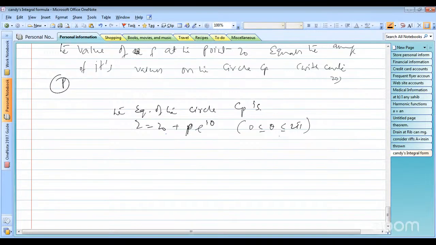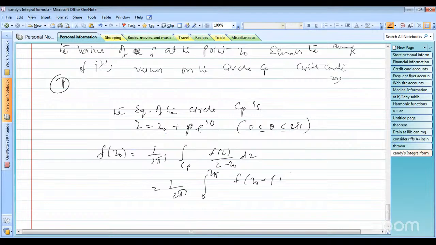So therefore, from Cauchy's integral formula, we know that f of z naught is equal to 1 by 2 pi i, integral over C rho of f of z by (z minus z naught) dz. So that is 1 by 2 pi i, integral from 0 to 2 pi of f of (z naught plus rho e power i theta) times rho i e power i theta d theta. So in place of the contour integration, I am taking the integration from 0 to 2 pi here.